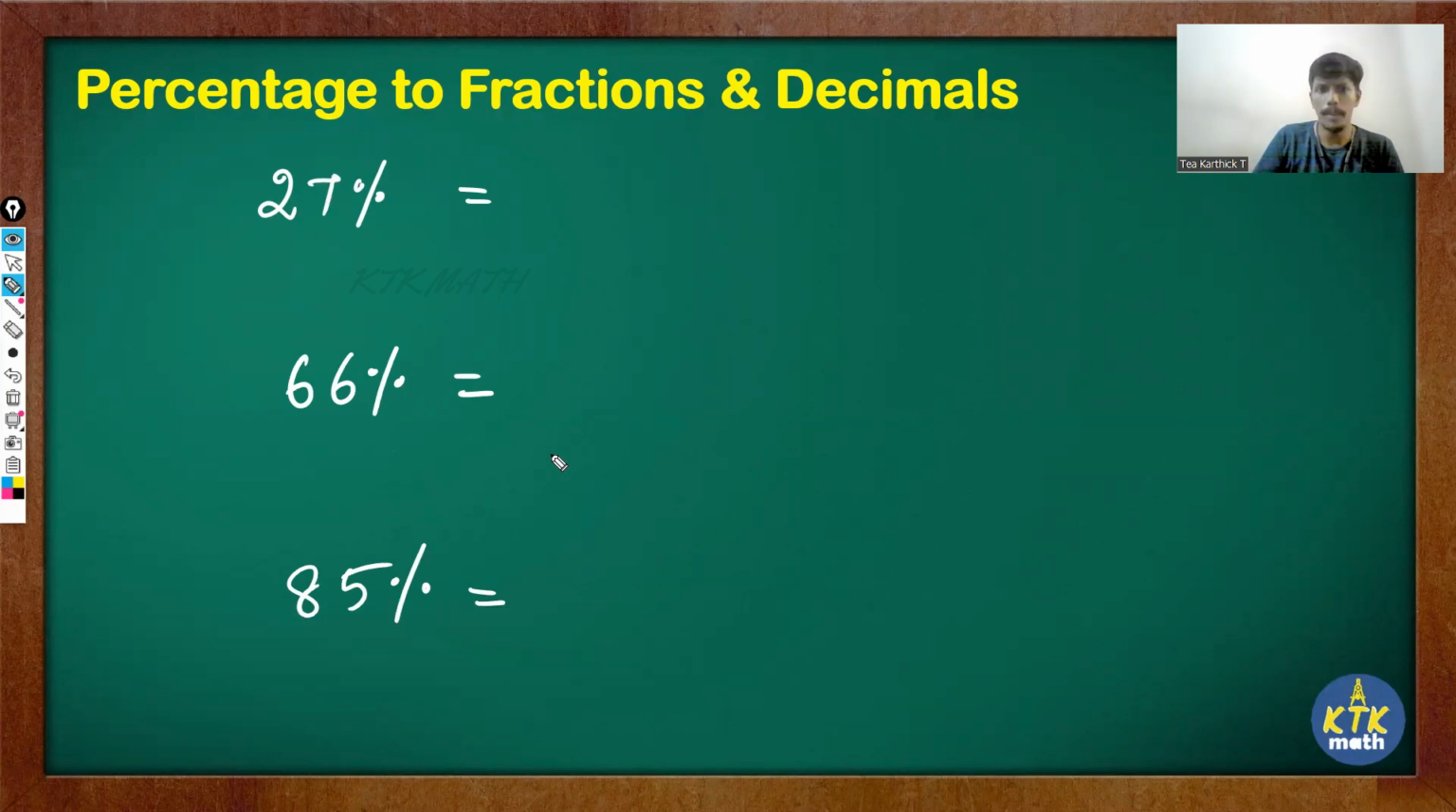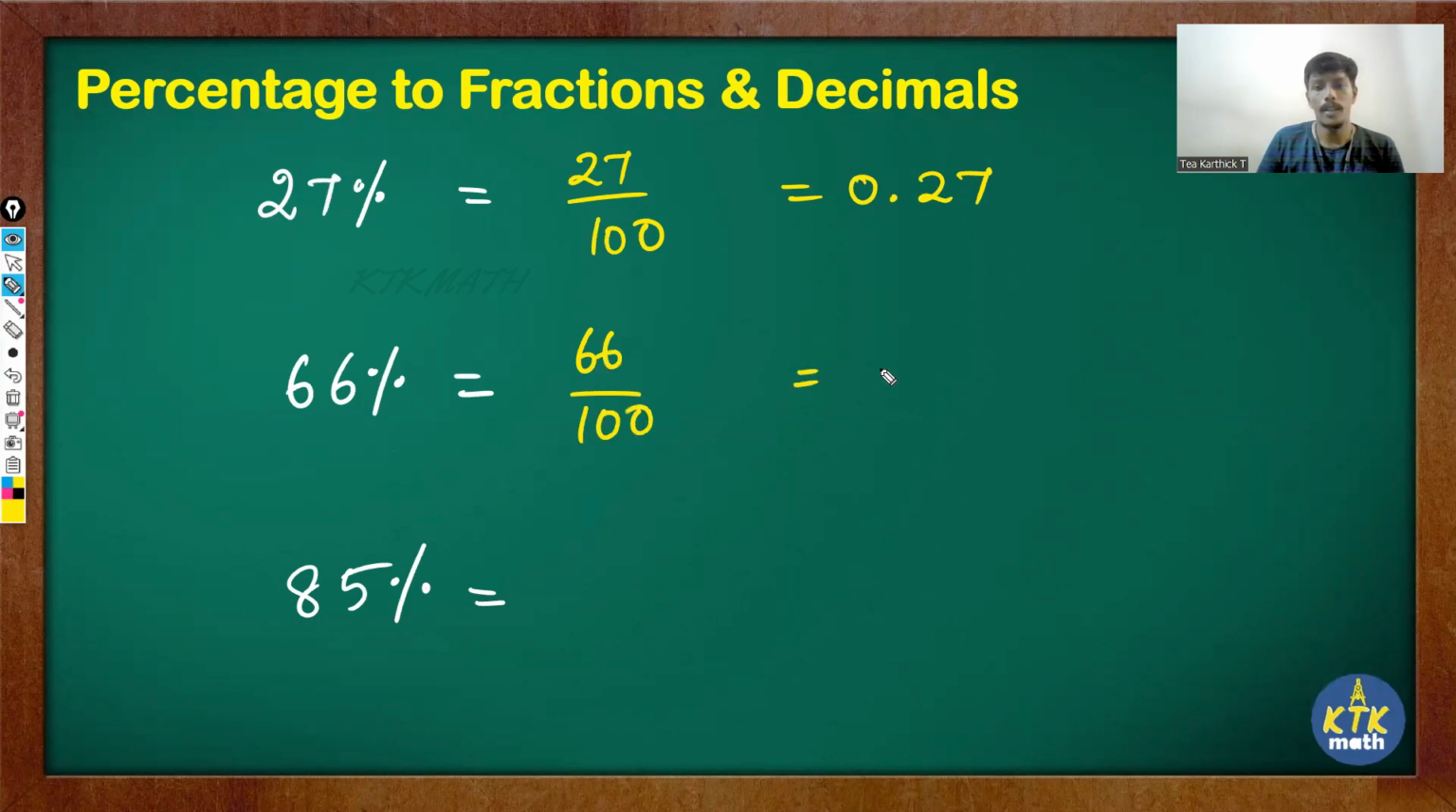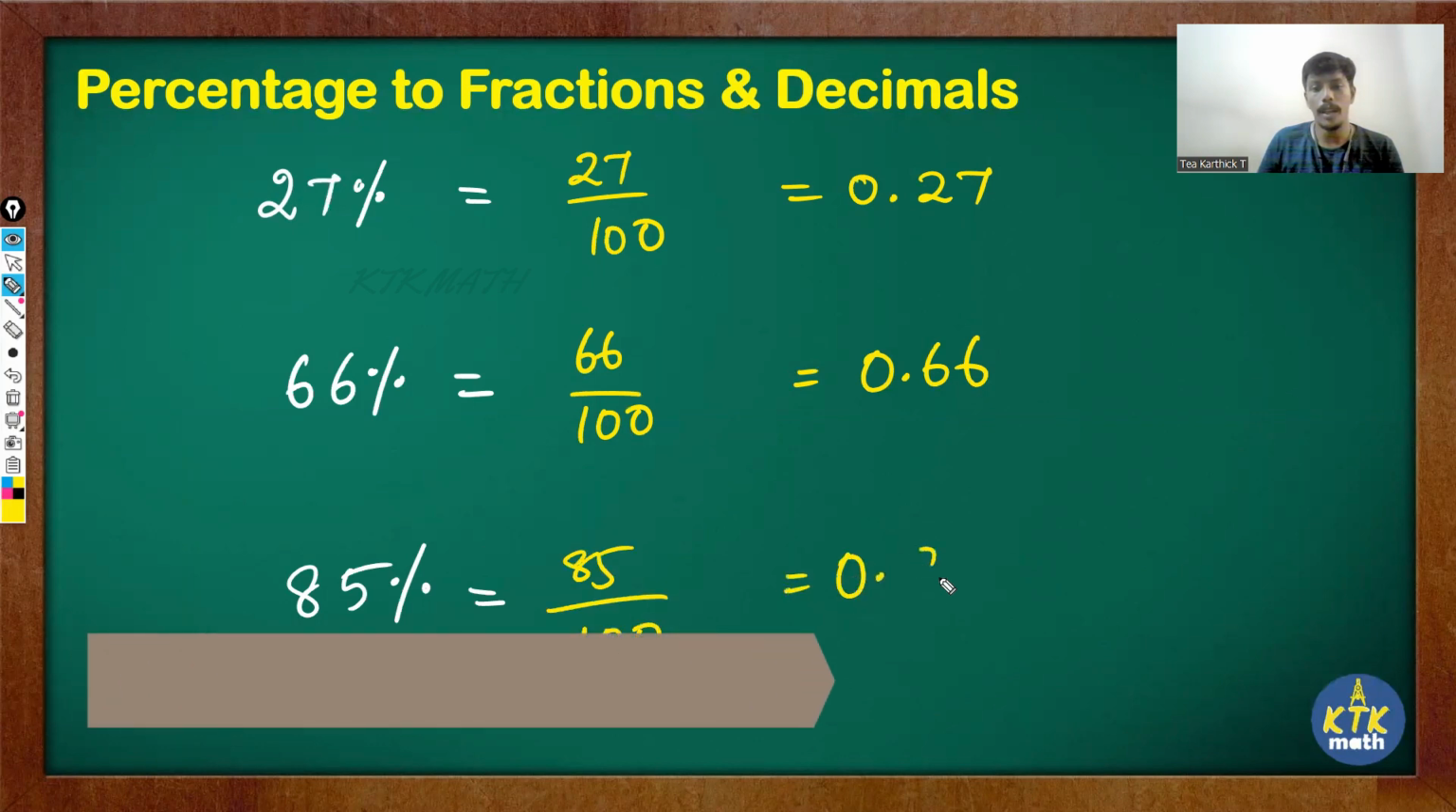Now, I hope you have completed all the 3. Time to check your answers here. So let me give the answers as 27 by 100. So here itself, I'll write it in terms of decimal as well. And this is going to be 66 by 100, and it's going to be 0.66. And this is 85 by 100. So it's going to be 0.85.